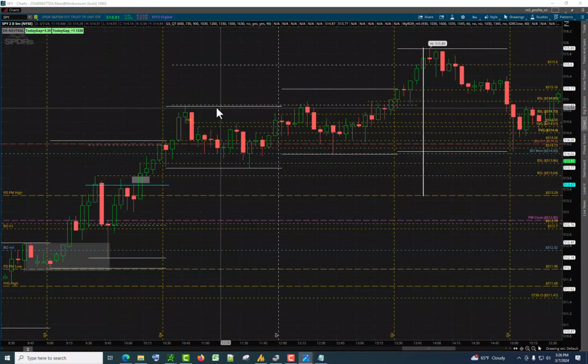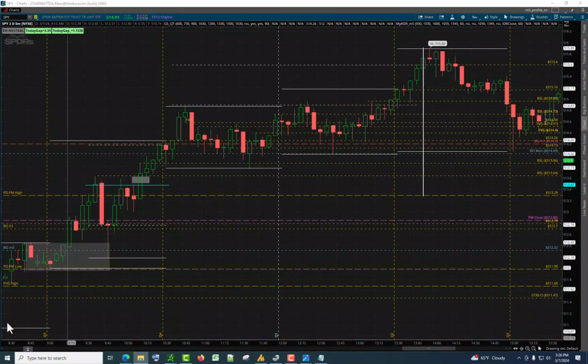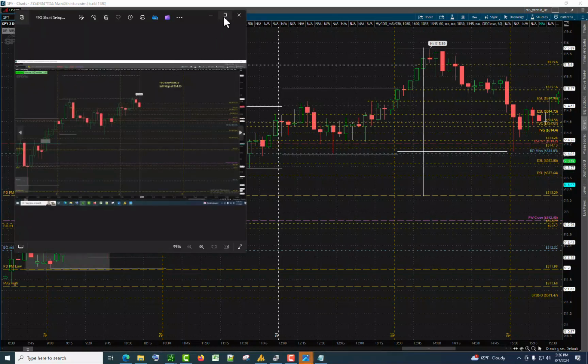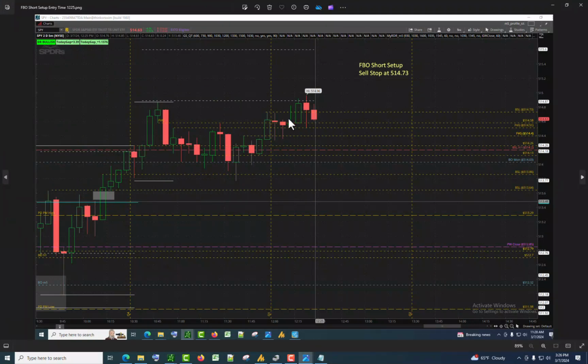And you see, as soon as it raided the sell side right here, we went short also at the buy side, and that is 12.25. Right here. Okay, it's the same idea. We see the breakout and we see the sell side and buy side just raided, so we go in. We sell stop at 514.73 right there.